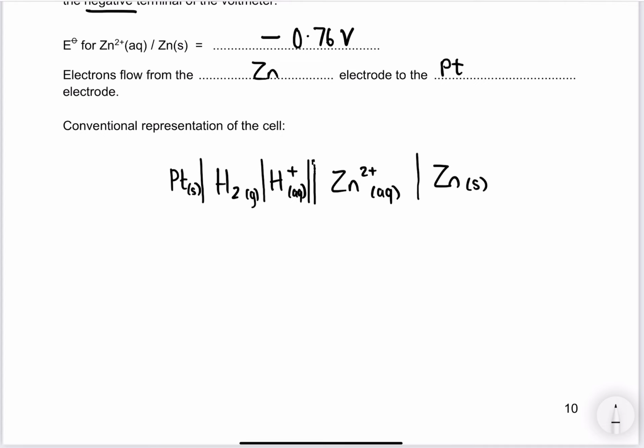So in the next video, what we'll do is look at a series of other half cells and how we would measure their standard electrode potentials.